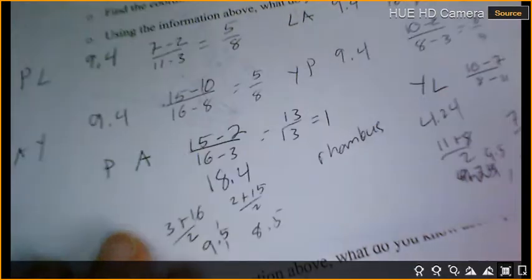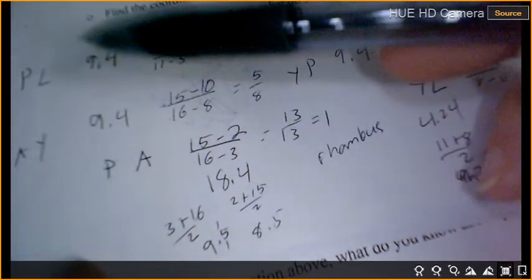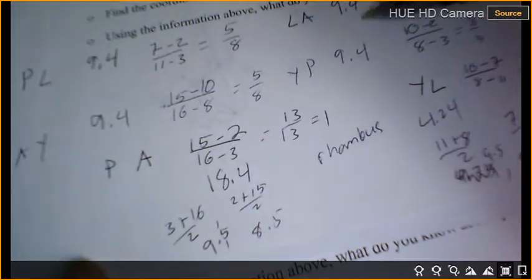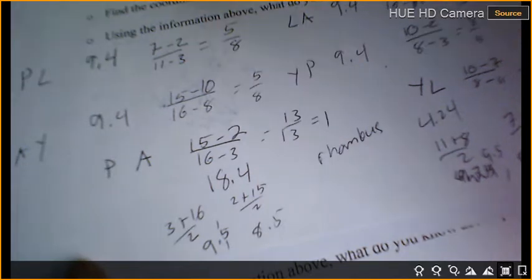Okay, I don't have time. PL is 9.4, so is ALY. So is LA, and so is YP. They are all 9.4. So I have 4 congruent sides.